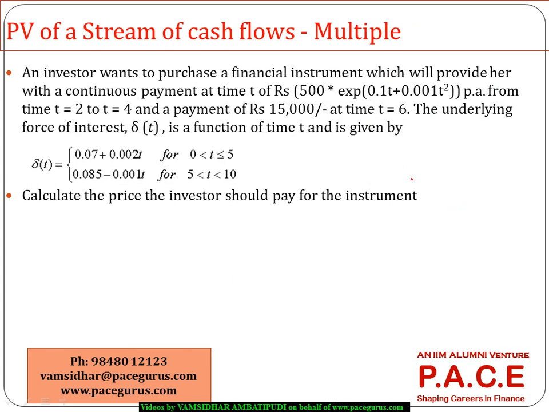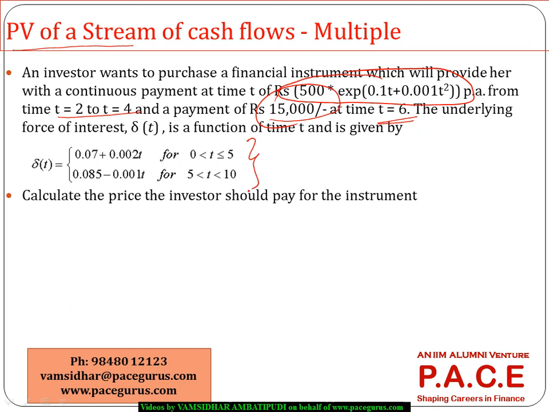Now let's look at one more important numerical relating to finding out the present value of a stream of cash flows, especially when two different sets of cash flows are occurring at two different points in time. Probably between years 2 and 4 there is a continuous stream of cash flows, and at time 6 there is one single discrete cash flow occurring.